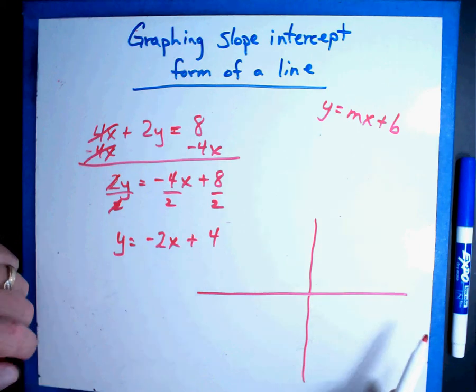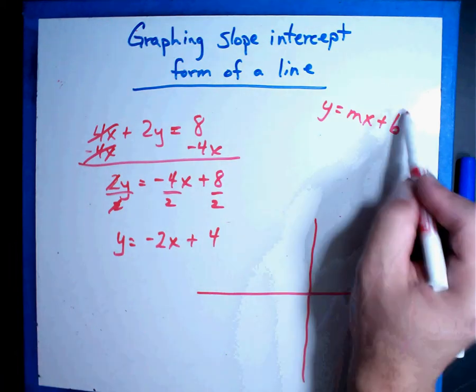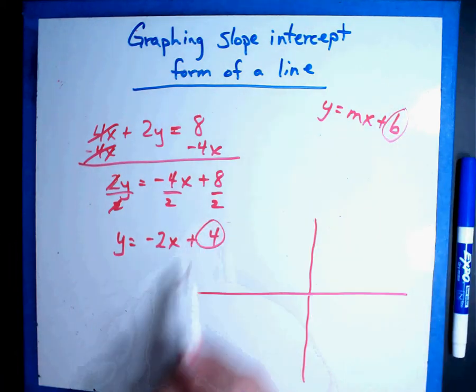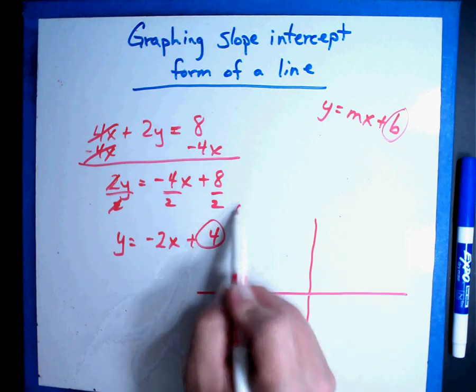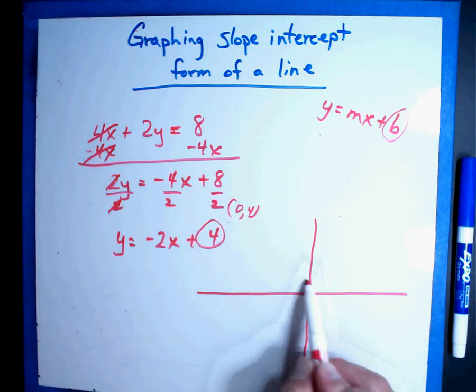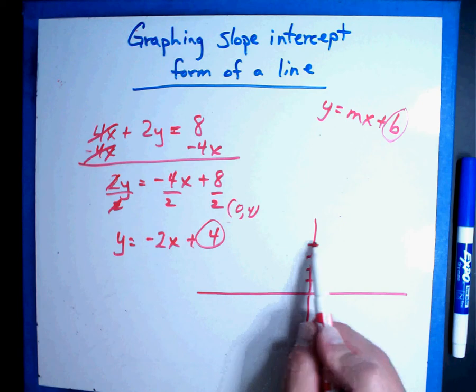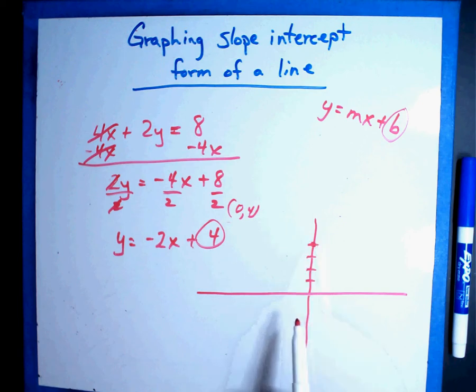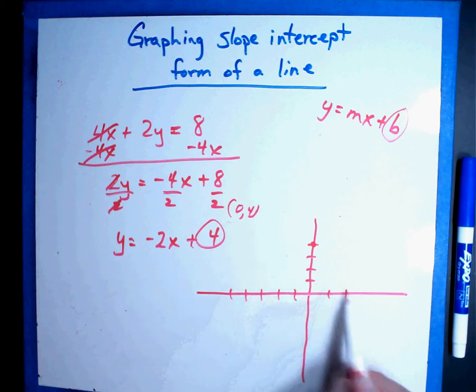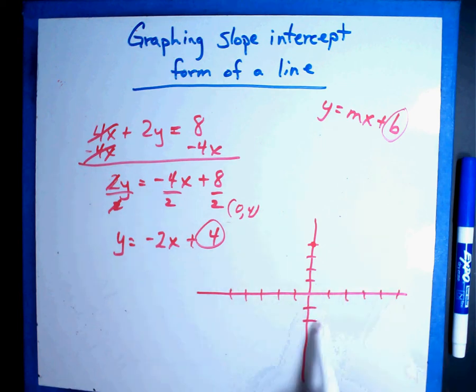Where does it run into the y? Well, that's what the b is. There it is. And it's a positive. So it's 0, 4. So I'm going to go 1, 2, 3, 4. And so, let me put some other lines in. It would be better with graph paper, but you can do it without graph paper and make it look okay and have an idea of what's going on.